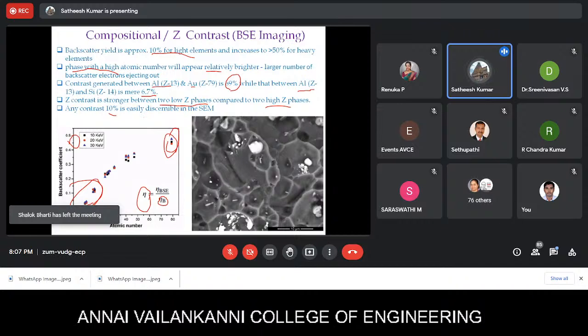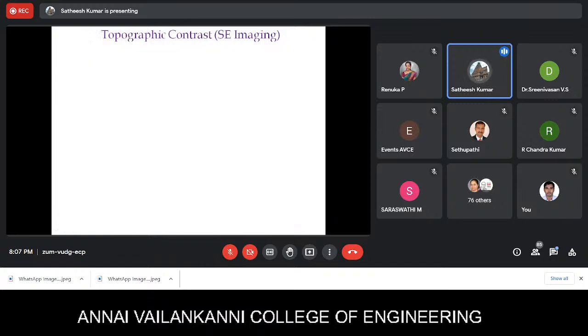So this is a typical image of an aluminum alloy, and this is a two-phase material. You can see the aluminum with a low atomic number is seen as dark or gray, whereas you have a precipitate with a higher atomic number, which is seen as very bright. So this is how the contrast microscopy works for the backscattered electron. So, coming to the topographic contrast.